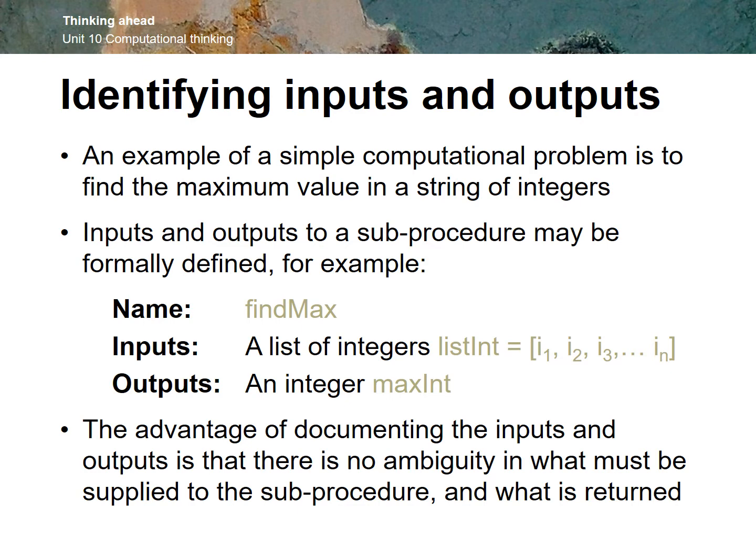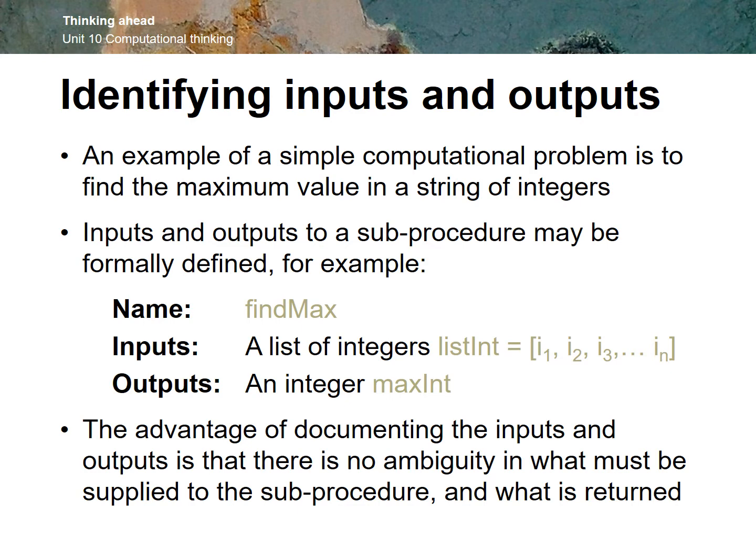Here's an example. I've got a program called findMax. We pass it a list of integers. I've called this listInt. It starts from I1 to an indeterminate number. We don't know how many items are going to be in this list. My output is just going to be a simple integer, maximum integer, the biggest number. That could be returning a value or it could be printing a value.